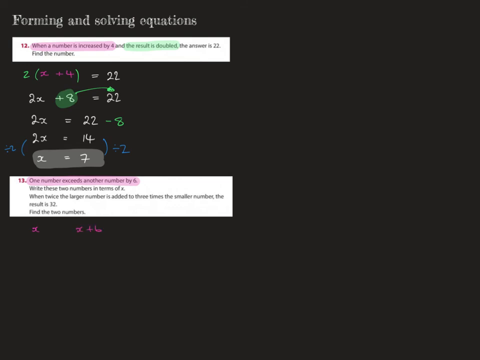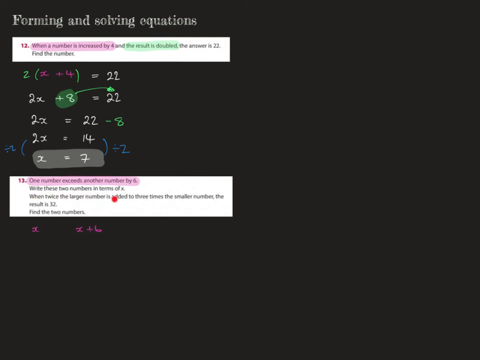Okay? So one number is x, the unknown. The one that exceeds it is going to be 6 bigger. So if it's 6 bigger, it's going to be plus 6. So just think about it in terms of actual numbers. If we had the number 10, if it was exceeded by 6, that means it's going to be 6 bigger, which is 16. Okay? Write these two numbers in terms of x, which we've just done.